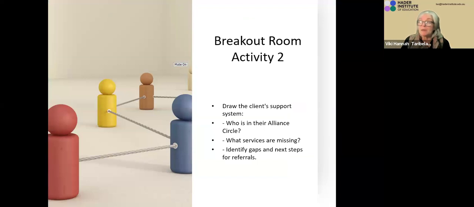And then we spent more time. We had a lot of peer review. Who was their support? And I heard a lot of that from our live class. What services might be missing? What are the gaps? And we use the wellbeing wheel, but you might have some intentional interviewing questions to do it like that. And then what are the gaps, and what's the next steps for referrals, if we are, to fill those gaps?